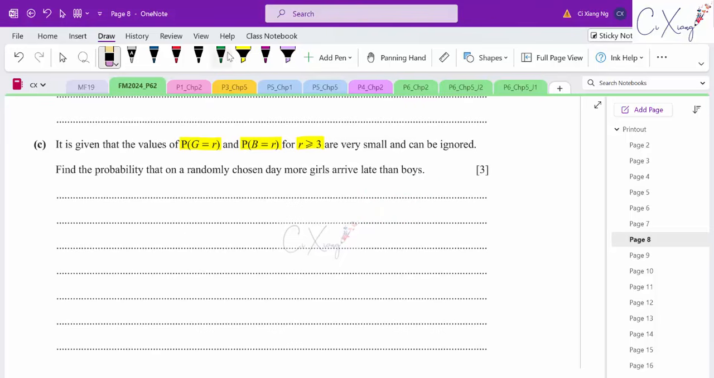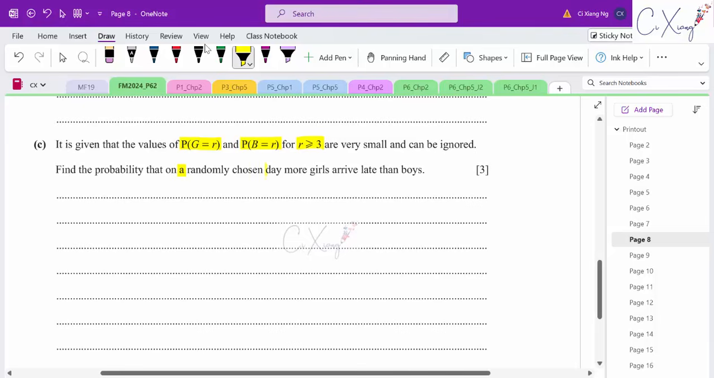Now they are saying find the probability that on a randomly chosen day, one day, more girls arrive late than boys. For this question, actually, it's a bit tricky.